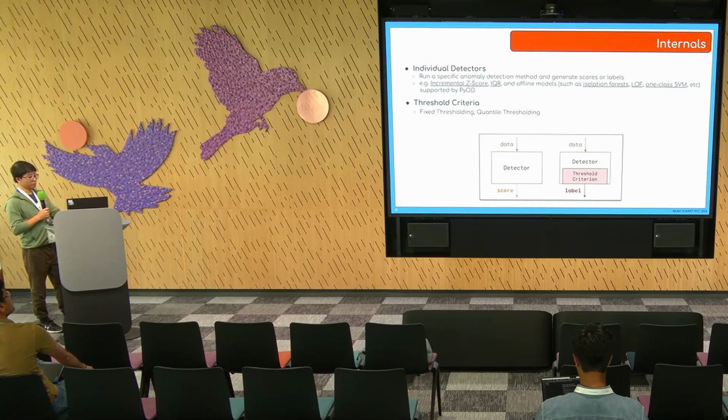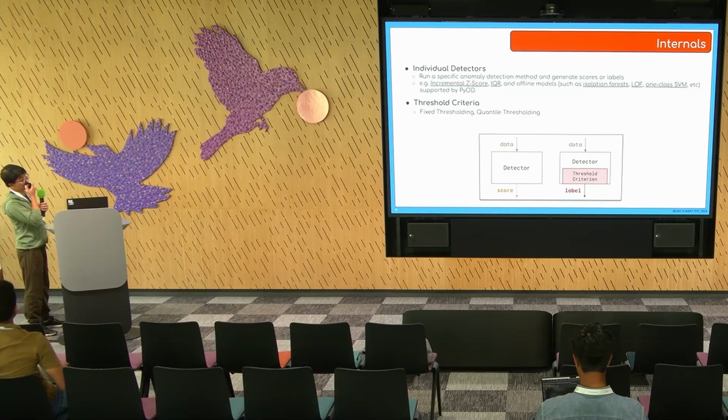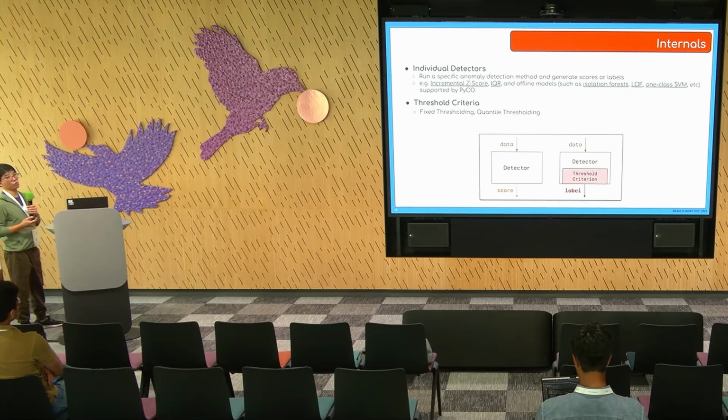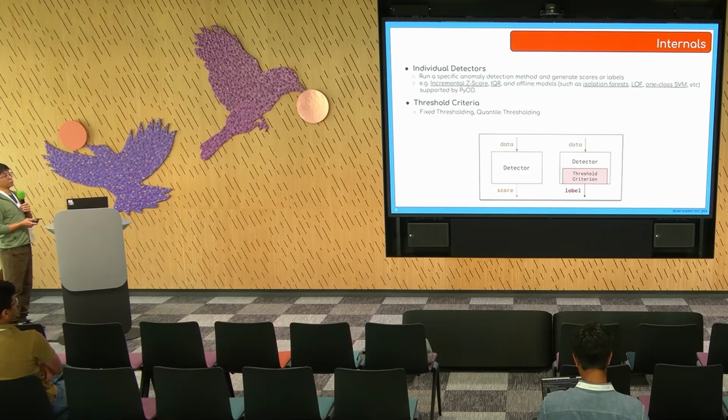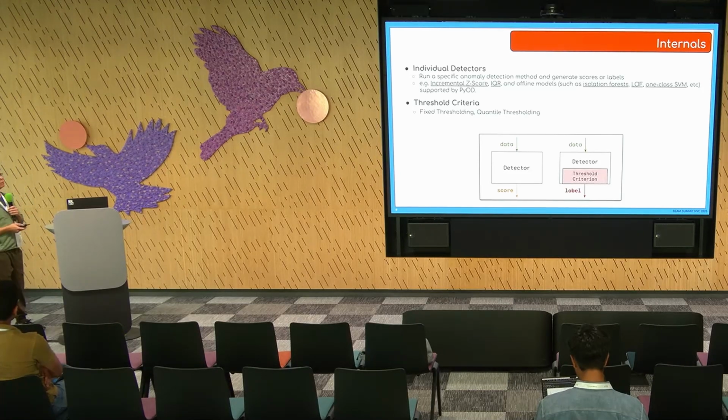So let's jump a little bit further to look inside of how the anomaly detection PTransform works. At the core, we have individual detectors. These individual detectors run a specific anomaly detection method and generate scores or labels. Currently we have implemented some statistical methods like incremental z-score or interquartile range, and we also support offline models such as isolation forest, LOF, which is the local outlier factor, and also one-class SVM, etc. Those models are supported by PyOD, which is a very popular outlier detection Python library.